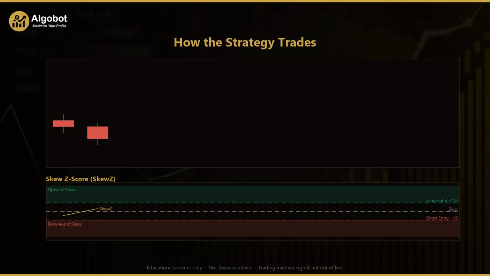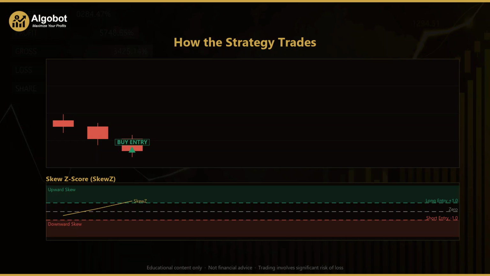Now let's bring it all together on a chart. On top you can see the price candles, and in the panel below is the strategy's own indicator, the SkewZ score, which we've been calling SkewZ. It oscillates around a central zero line, with a dashed line at +1 marking the long entry level and a dashed line at -1 marking the short entry level. Watch how the panel tends to lead the price.